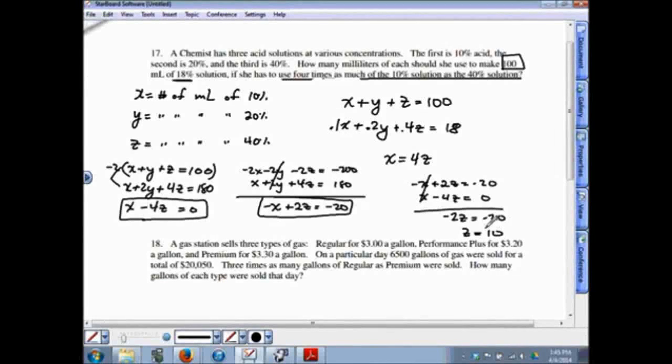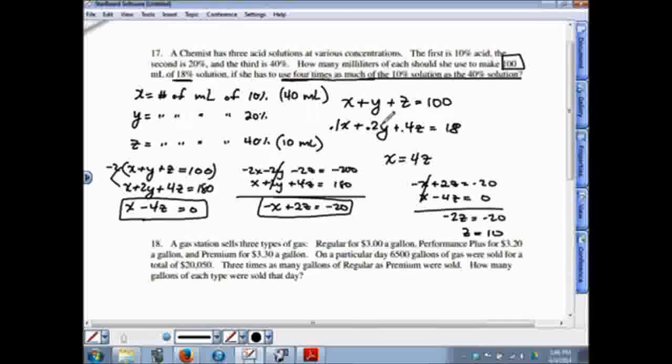Now we were clear on how we define z. Z is the number of milliliters of the 40% solution. So that means we're using 10 milliliters of the 40% solution. It says right here they're going to use 4 times as much of the 10% solution, so that means that has to be 40 milliliters of the 10% solution.